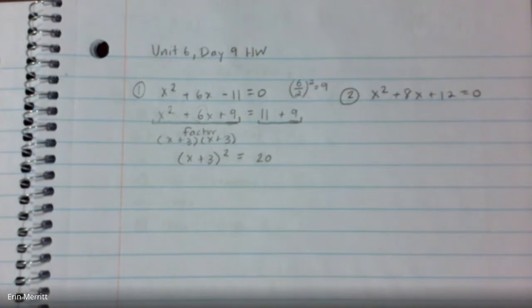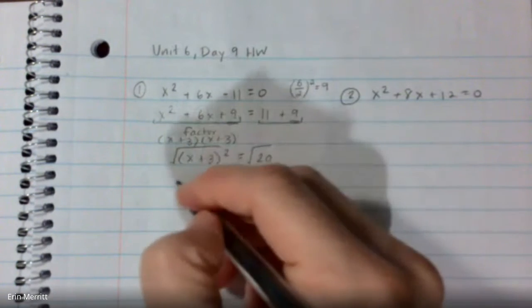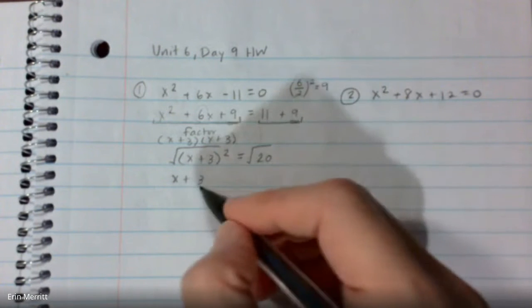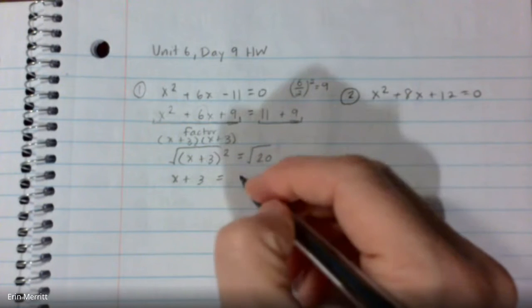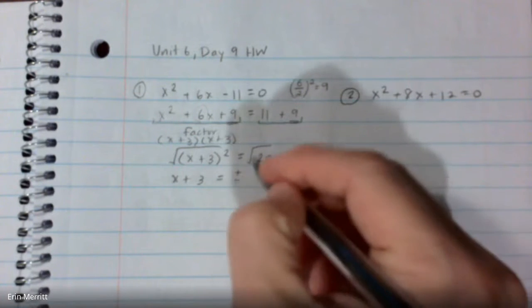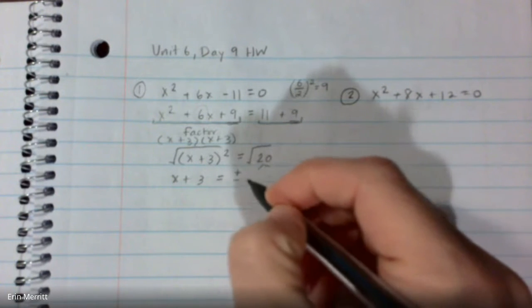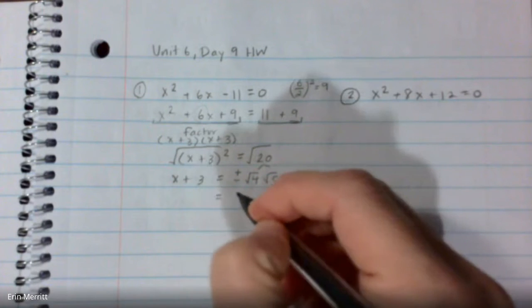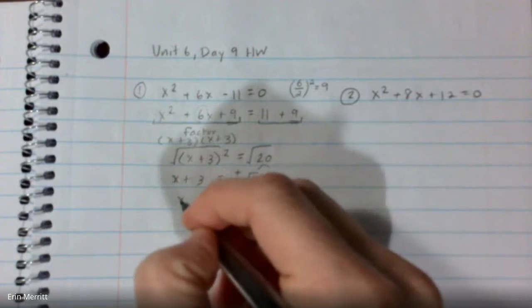All right, here's where it gets different. Take the square root of both sides. Square root of x plus 3 squared is just x plus 3. Here, you have to remember that you're going to be left with a plus or minus whatever you have over here. So this radical 20, I can break down into radical 4, radical 5, which is going to give me plus or minus 2 radical 5.